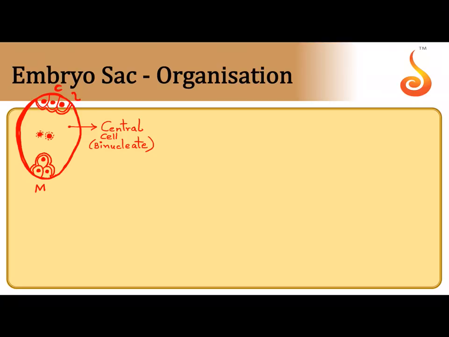The group of 3 cells which are present in the chalazal end are now called antipodals. The group of 3 cells which are present at the micropylar end is now called the egg apparatus. What is this egg apparatus made up of? Let me magnify the egg apparatus for you.